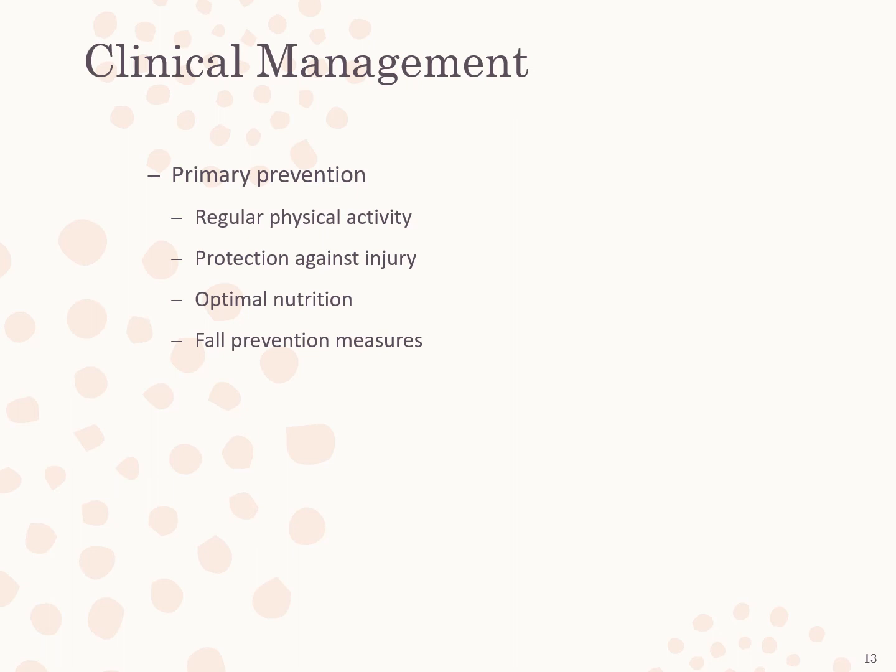Falls represent one of the most common mobility problems among older adults. Thus, fall prevention is an important aspect of primary prevention. Strategies include participating in regular physical activity, making the environment safer, and optimizing vision. Secondary prevention.